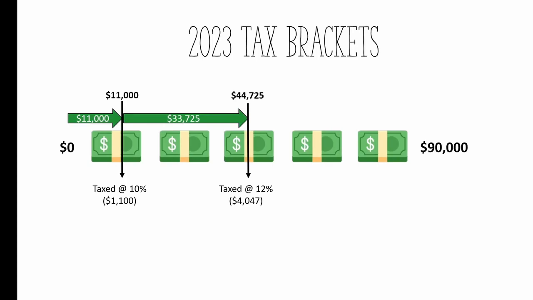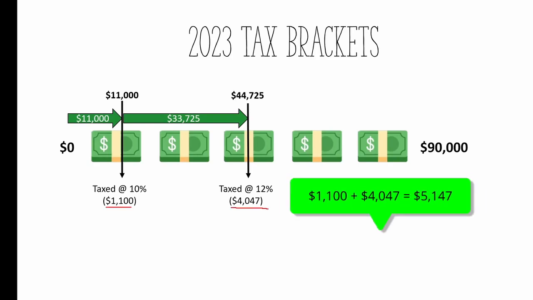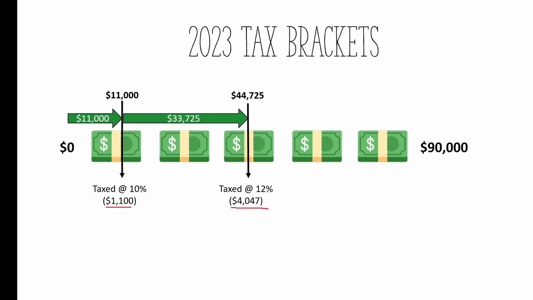This comes out to $4,047. Now remember, the first $11,000 of taxable income was already taxed at 10%, so only $33,725 is what's taxed at 12%. So before we go on, one more thing to highlight. $1,100 plus $4,047 gives us $5,147, which was the number provided to us on the previous table.